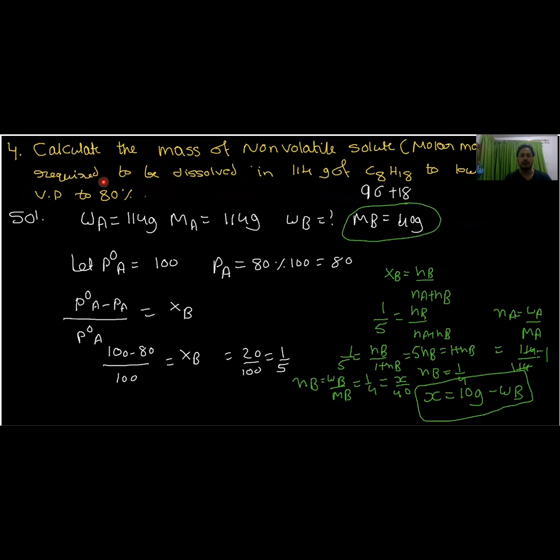Then the last question was based on the relative lowering of vapor pressure, where you have to calculate the mass of non-volatile solute required to be dissolved in 114 gram of octane to lower the vapor pressure to 80%. All the given things are with you, only you have to calculate the mass of non-volatile solute. So we'll be using the formula of relative lowering of vapor pressure. Using the expression of the mole fraction also helps us to find the molar mass or given mass of the solute like this. Now the question based on the abnormal molar mass or the van't Hoff factor is not going to come this year, because this is not part of the syllabus, so we are not going to do that.